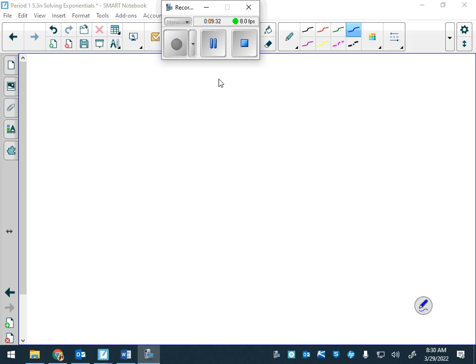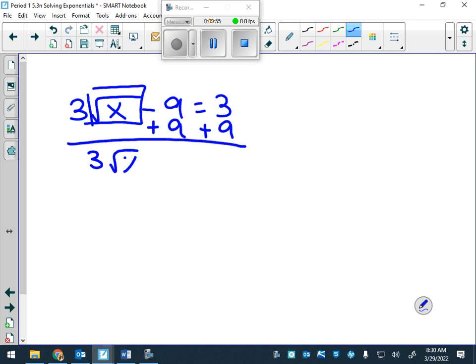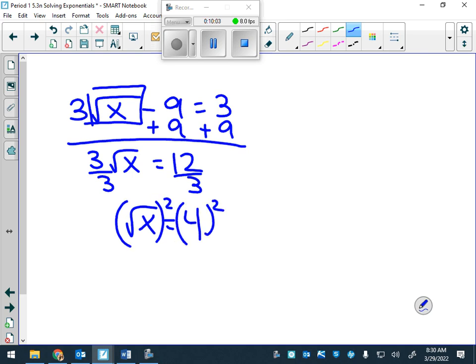When we had x minus 9 equals 3, just an example, you want to always isolate your radical first, no matter what. Even if there's more stuff underneath it, you want to isolate that radical. So you add 9 equals 12. Divide by 3. Then you square it. So you get x equals 16. That was on the bottom left, the third one down.